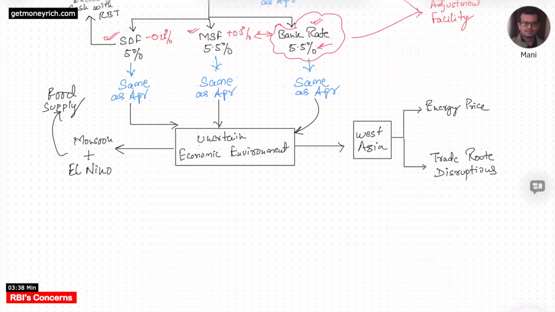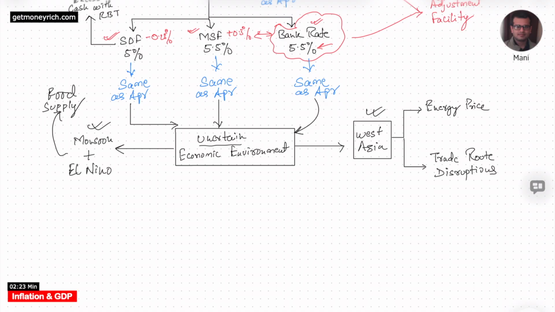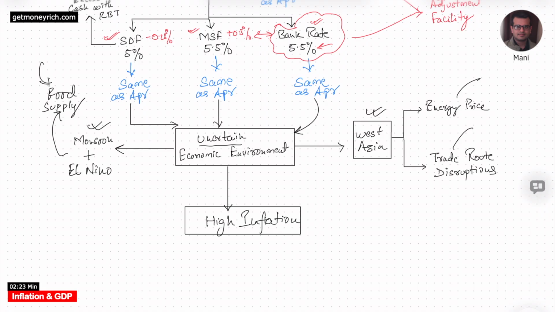So basically there are two types of uncertainties playing in the mind of the RBI. The first is the West Asia crisis, and the second is the weather-related thing like monsoon and El Niño. These are the things that are causing the uncertainty. So what is the after effect of this uncertainty? The after effect is high inflation. When energy prices rise, and due to trade route disruptions and food supply problems, what will happen? The inflation of the economy will rise.